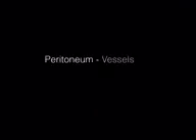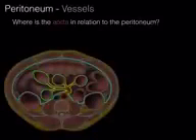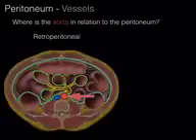Okay, let's talk about the peritoneum and its vascular supply. So where's the aorta in relation to the peritoneum? The answer: in the retroperitoneal space.